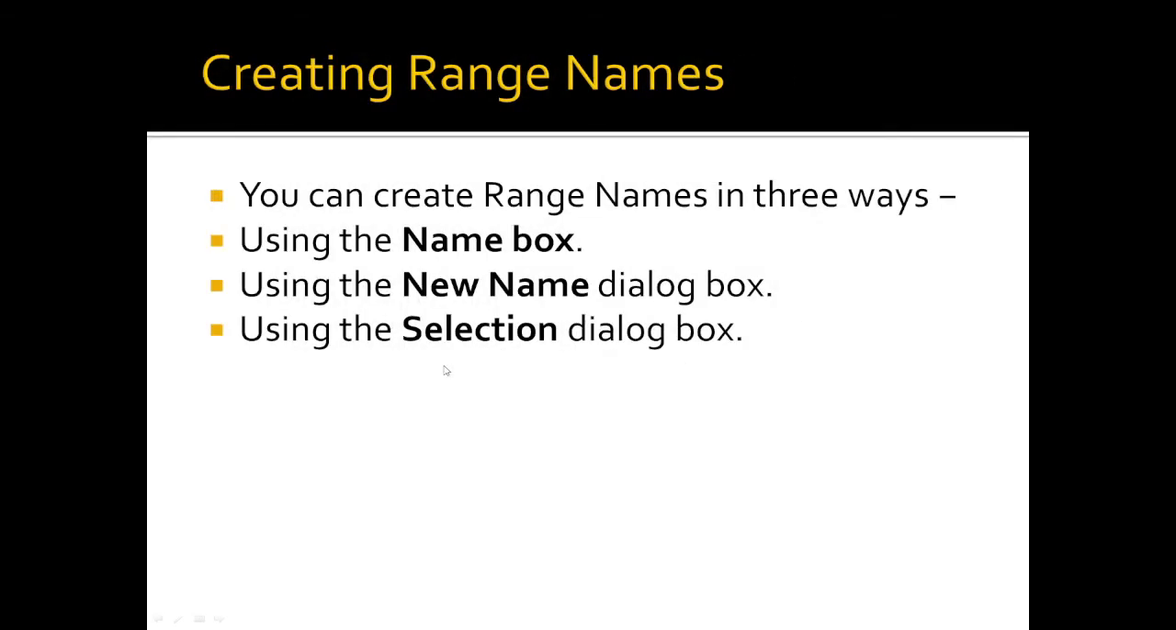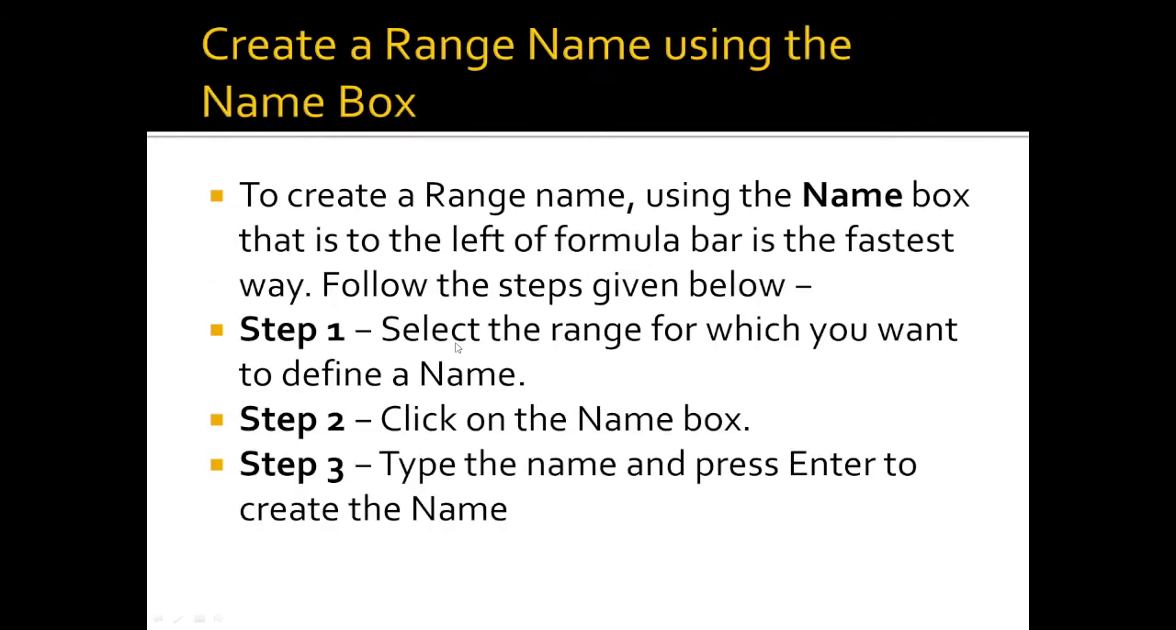Creating range names. You can create range names in three ways: using the name box, using the new name dialog box, and using the selection dialog box. We will be discussing these three methods in our next slides. So, creating a range name using the name box. To create a range name using the name box, which is to the left of the formula bar, is the fastest way. Follow the steps given below.